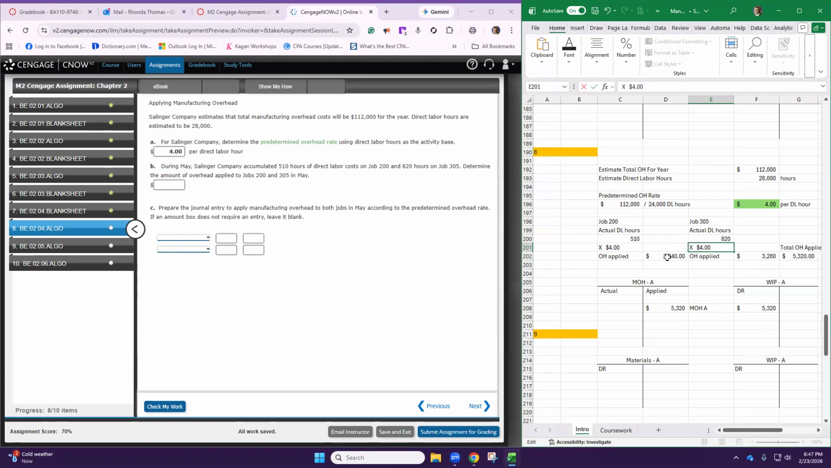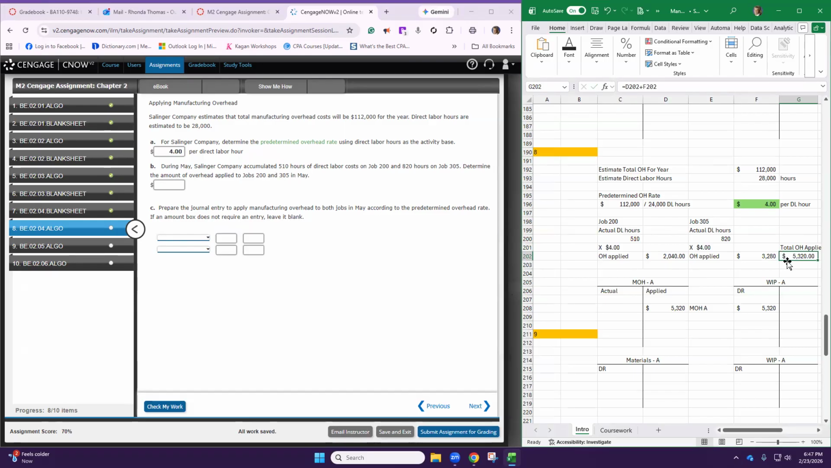And then we need to make sure to calculate. So 510 times $4, and then, all right, so here's the amount applied to job 200. Here's the amount applied to job 305, and then together. Okay, so determine the amount of overhead applied to jobs 200 and 305.